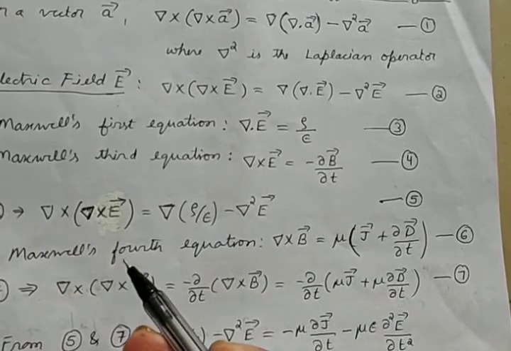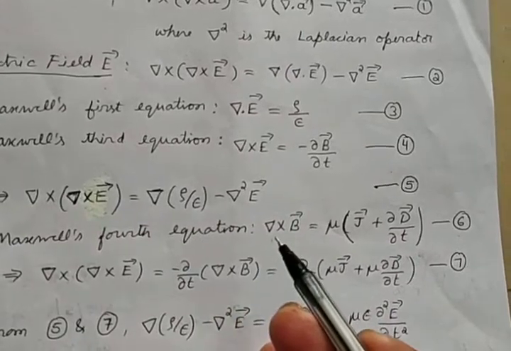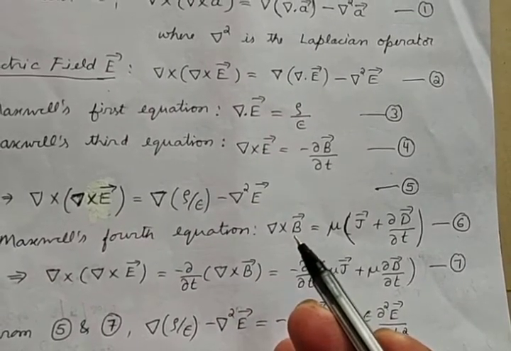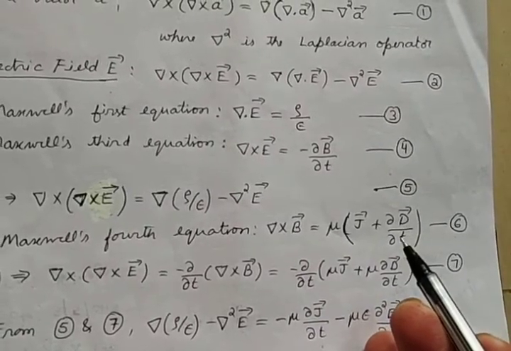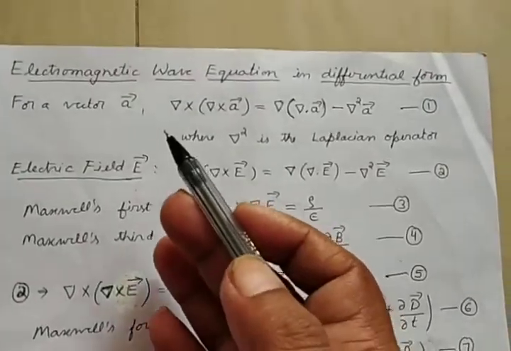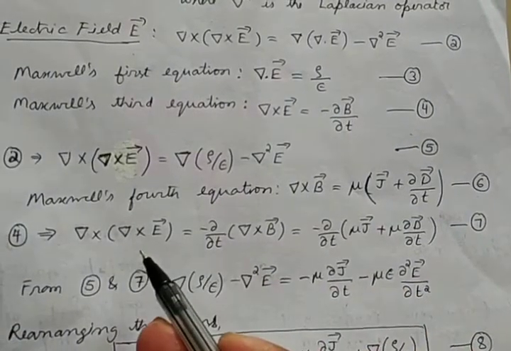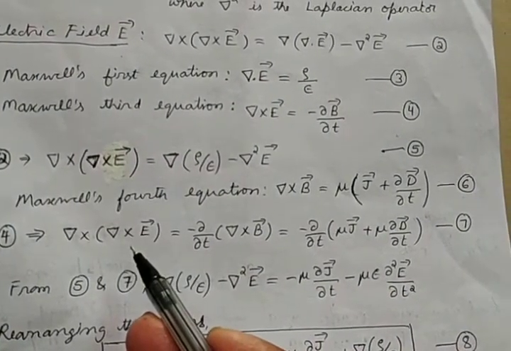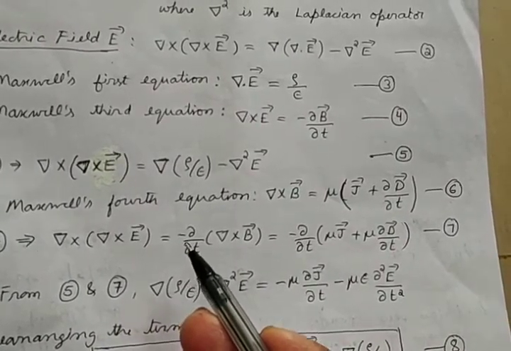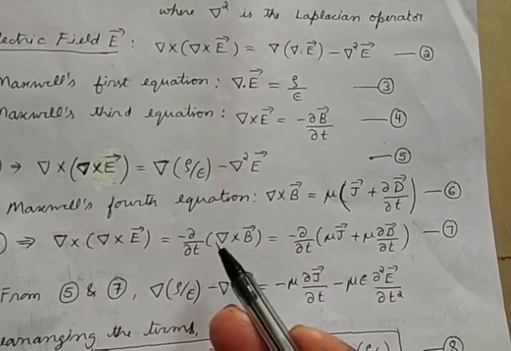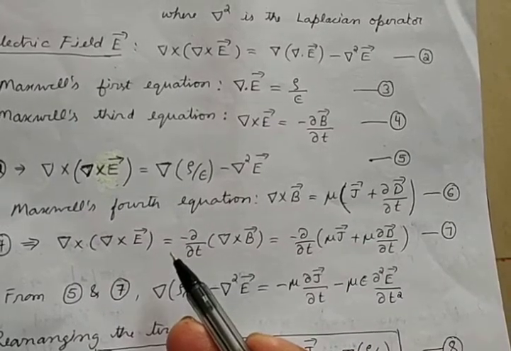Now let us take Maxwell's fourth equation, that is Ampere-Maxwell law. Ampere-Maxwell law gives us the curl of the magnetic field vector B bar is equal to mu times J bar plus dou D bar by dou T. Again applying the relation for the curl of the curl of a vector, let us first take the electric field. Curl of E bar is equal to minus dou by dou T of curl of B bar, applying it on Maxwell's third equation.